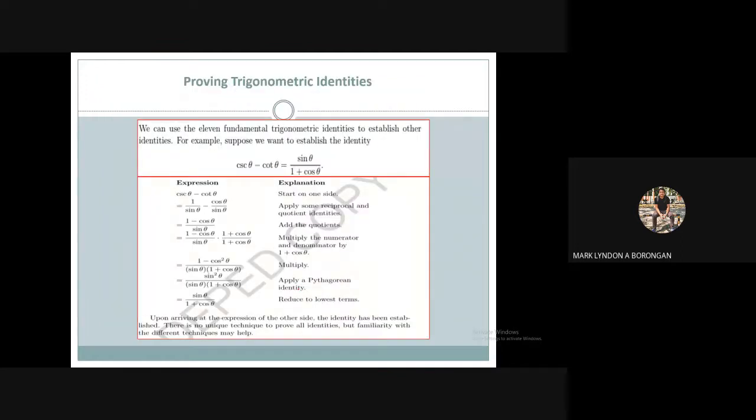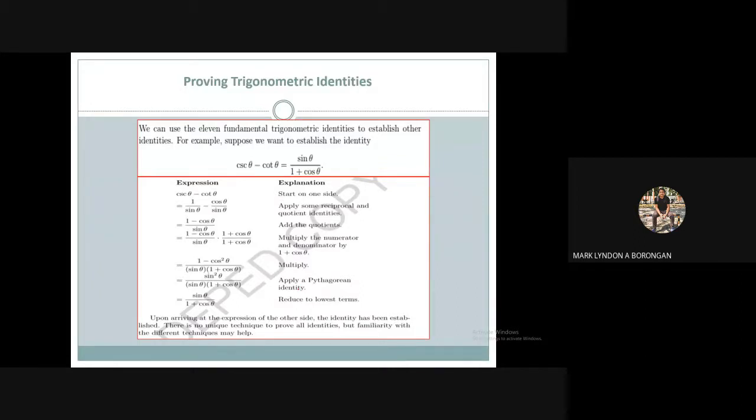Okay, so in this proving of trigonometric identities, we apply our simplification of our identities. Previously we were simplifying, so this simplification is used in order for you to prove the trigonometric identities. So this is just a glimpse of how to prove trigonometric identities.